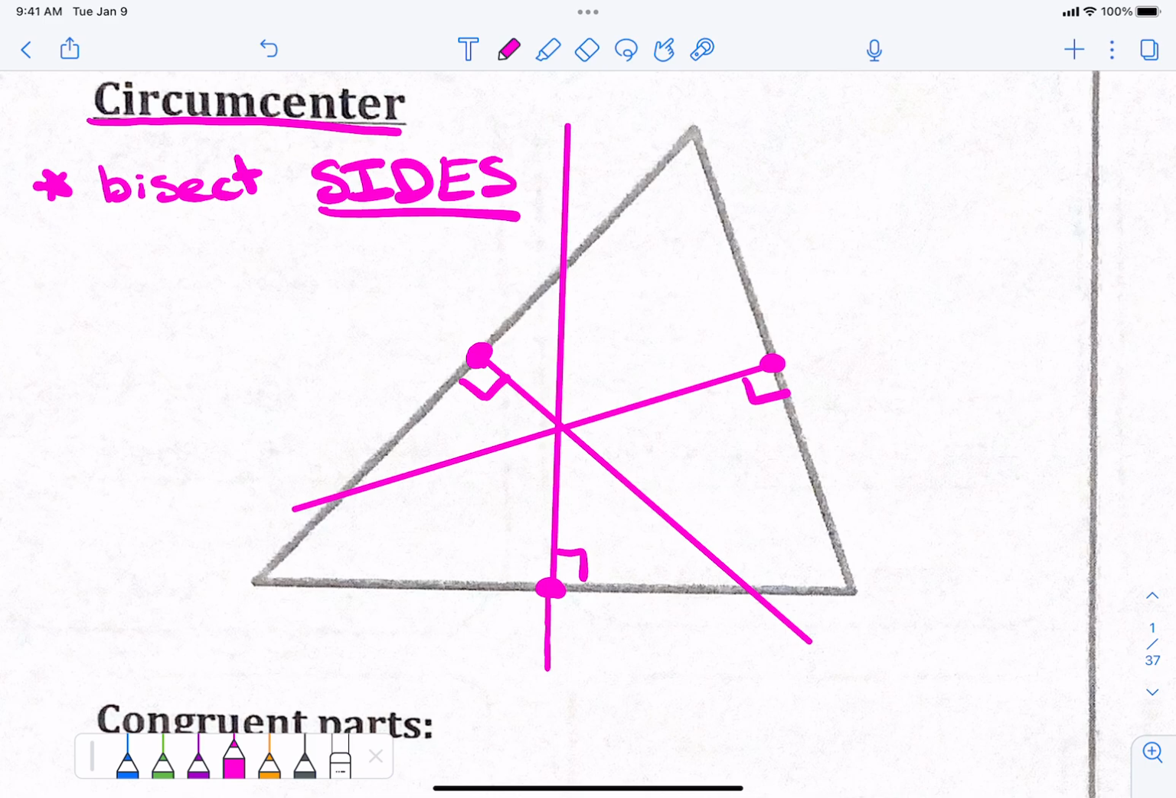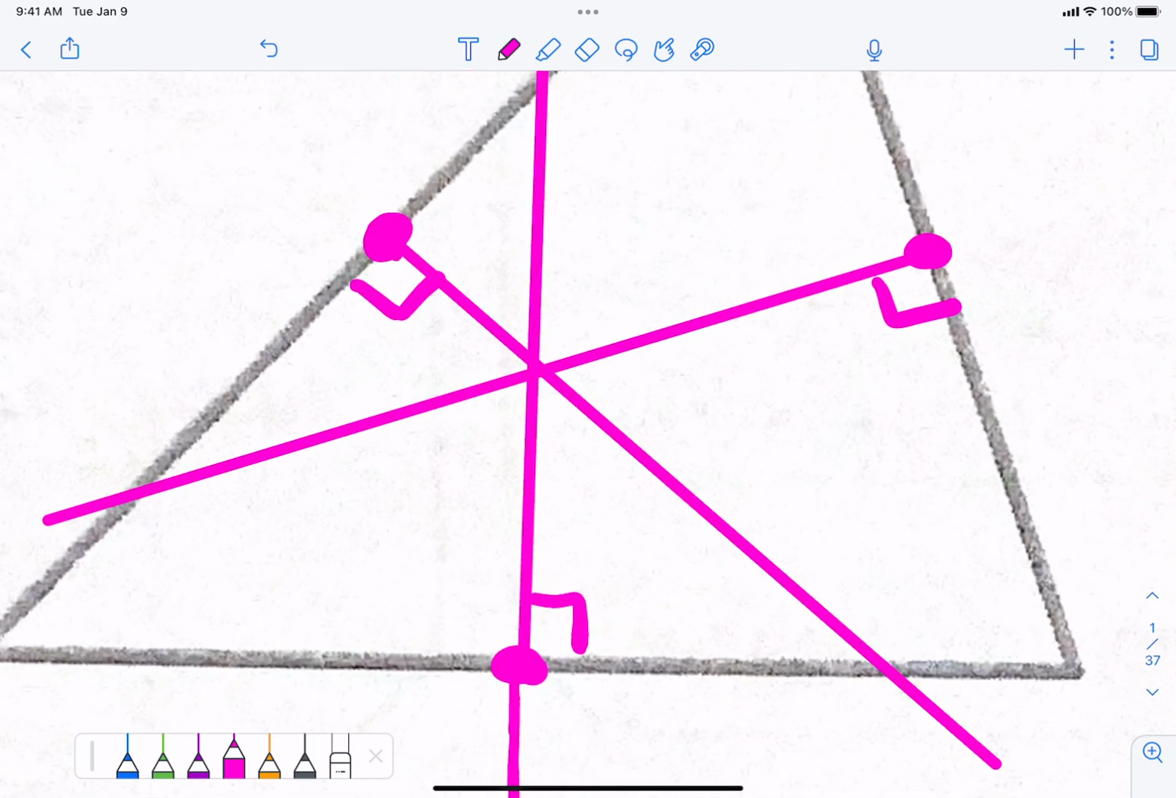Ish. Mine are not quite exactly the same. But this should all end up meeting at the same spot. Okay? All right, make sure that when you do this, you include your little boxes in the corner so we do know that they are 90-degree angles.